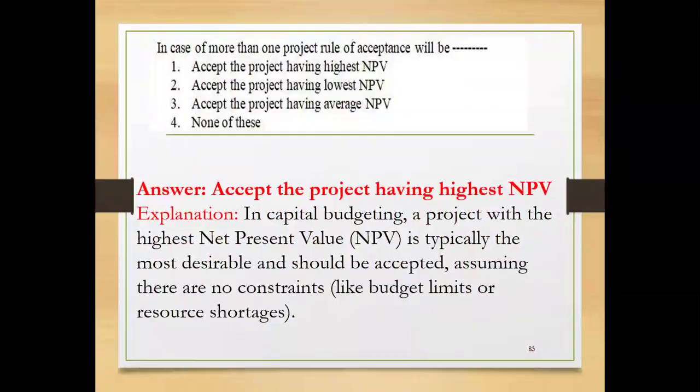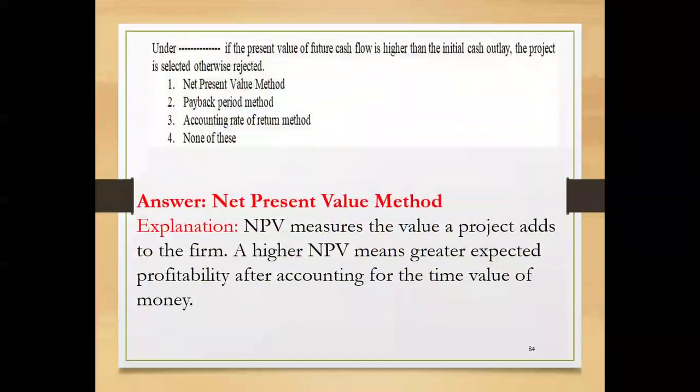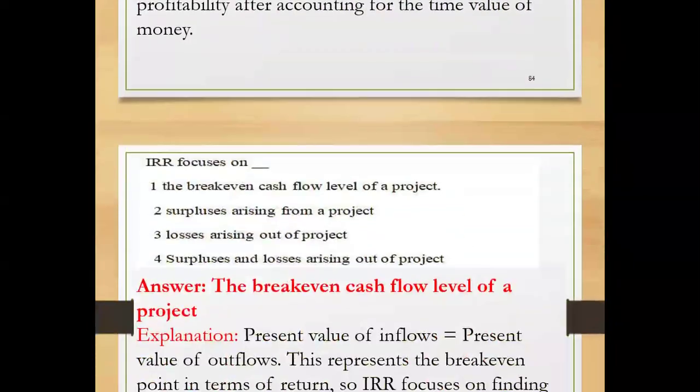In case of more than one project, the rule of acceptance will be: accept the project having the highest NPV, not lowest, not average, none of these. So typically it is the most desirable and should be accepted, assuming there are no constraints like budget limits or resource shortages. Under NPV, if the present value of future cash flows is higher than the initial cash outlay, the project is selected, or otherwise rejected. So, a higher NPV means greater expected profitability after accounting for the time value of money.